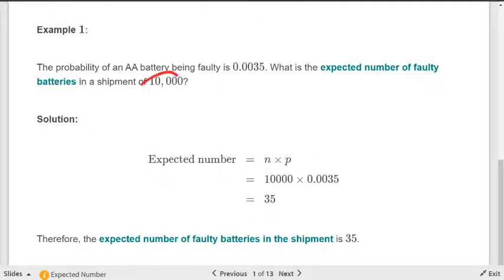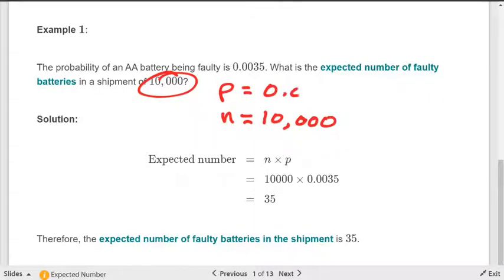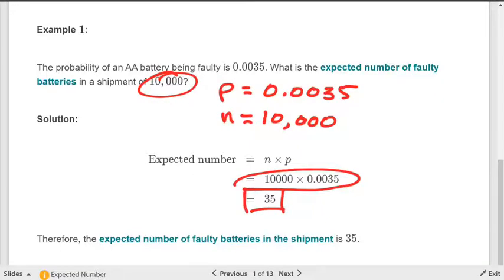10,000, right? So my N is 10,000. They have this written for you, but I'm just writing it for effect. The probability that they're faulty, 0.0035. And to find the expected number that are going to be faulty, that's what I'm looking for, right? All I have to do is take those two numbers and multiply them together, which gives me an expected value of 35.